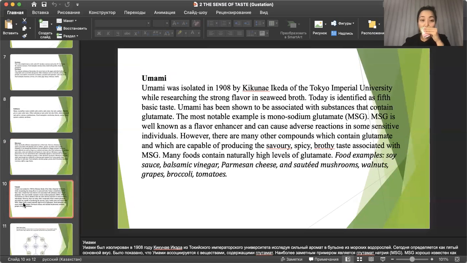About umami, umami was discovered by a Japanese scientist at the Japanese Imperial University in the 19th century. The main compound contained in the umami taste is glutamate. As you know, glutamate is like a white powder, and examples of umami taste are soy sauce, balsamic vinegar, parmesan cheese, and tomatoes.